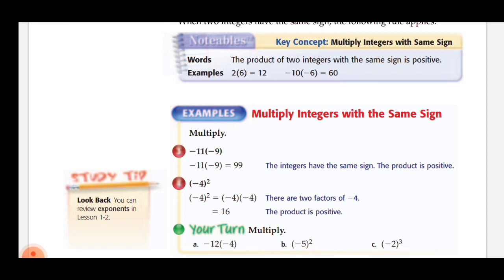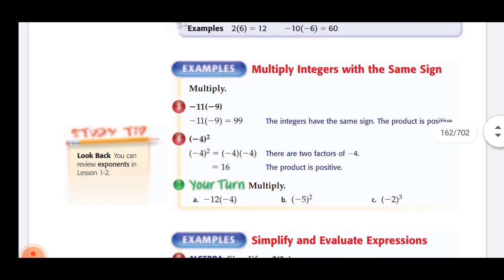Example: multiply integers with the same sign. Multiply. Number 3, -11 multiply -9. -11 multiply -9 equals 99. The integers have the same sign. The product is positive. Number 4, -4 squared. -4 squared equals -4 multiply -4. There are two factors of -4, equals 16. The product is positive.